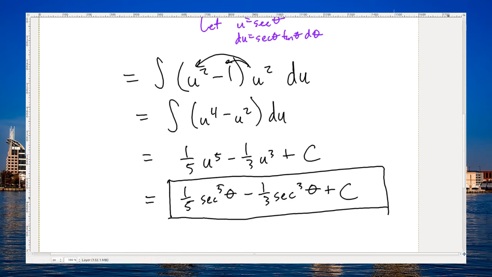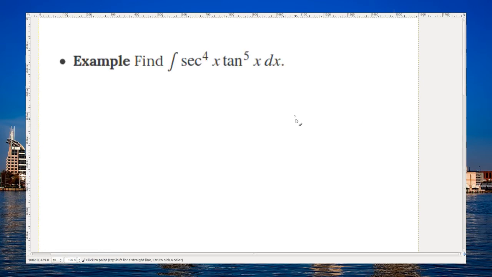Let's do one more. Okay. So in this case, they are not both odd. The trick I just described won't work. In this case, however, we do have some good news. Even though they aren't both odd, we were lucky enough to get an even power for secant.